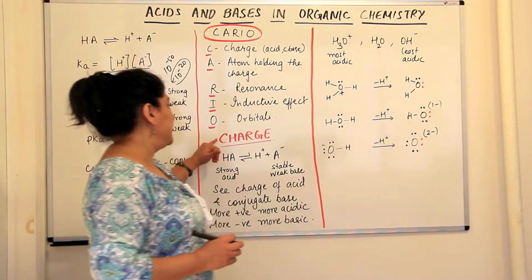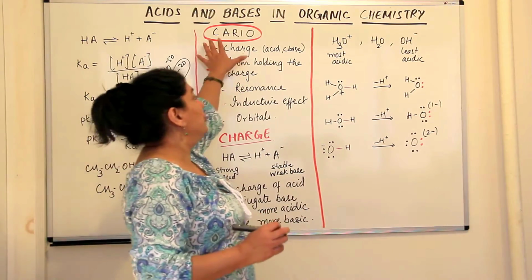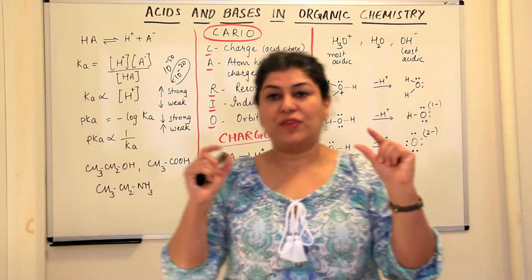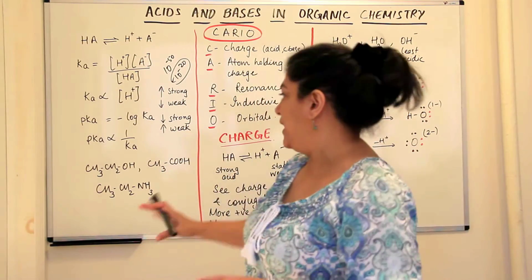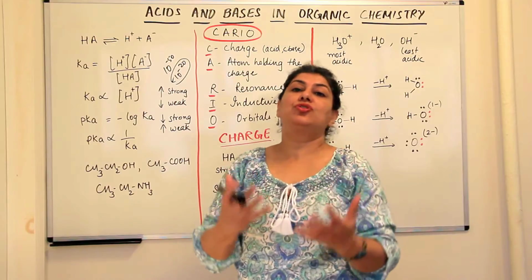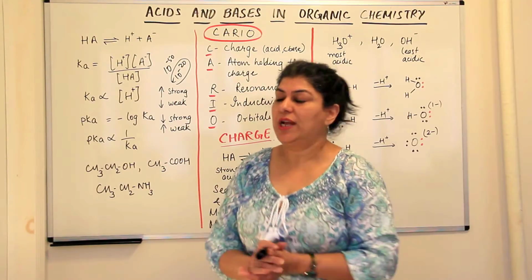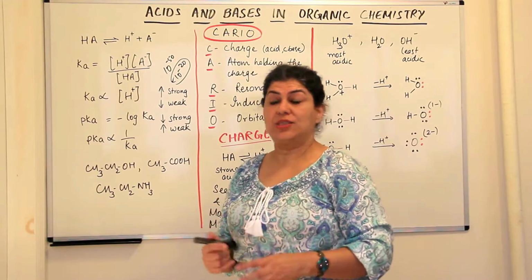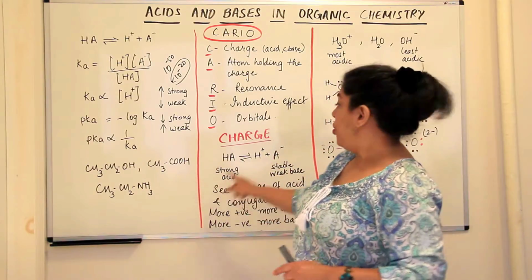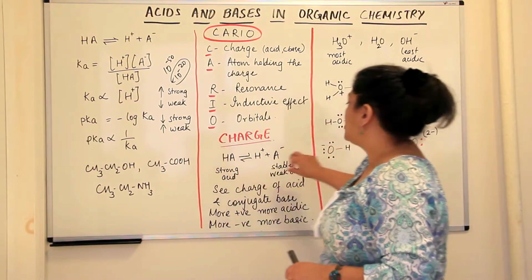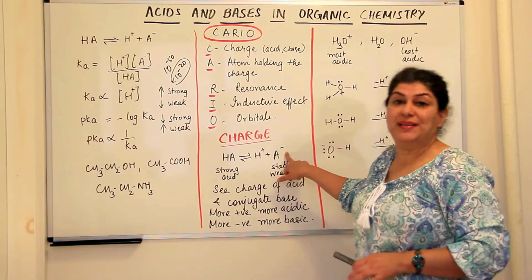The first point here is charge. In the mnemonic CARIO, we are now going to start with the first step of judging. As soon as you get a question, you're supposed to look at the charge. And what charge are you supposed to look at? You're supposed to look at the charge of not only the acid, but also the conjugate base.